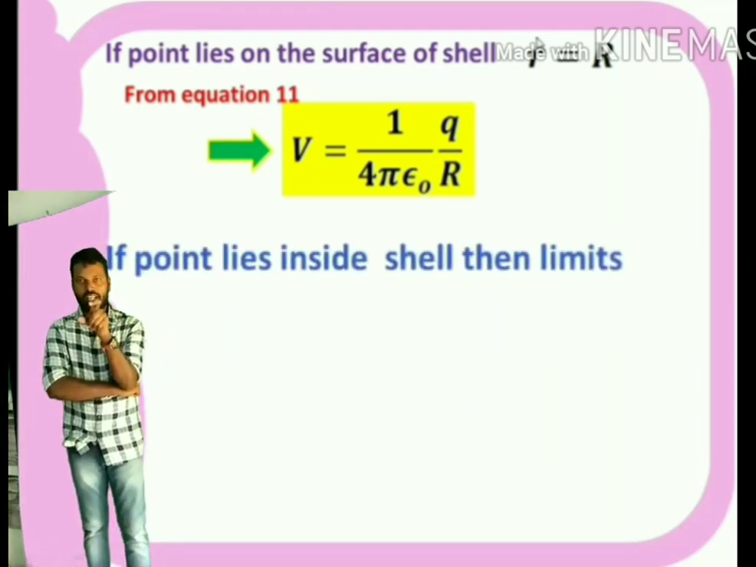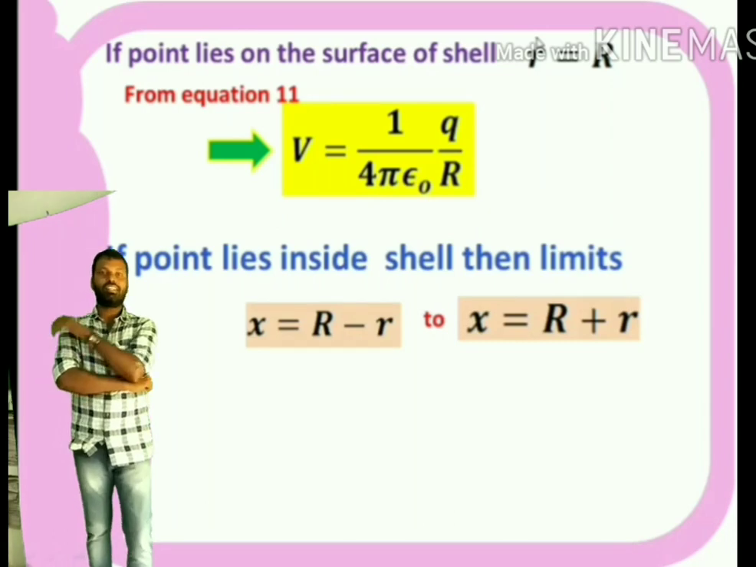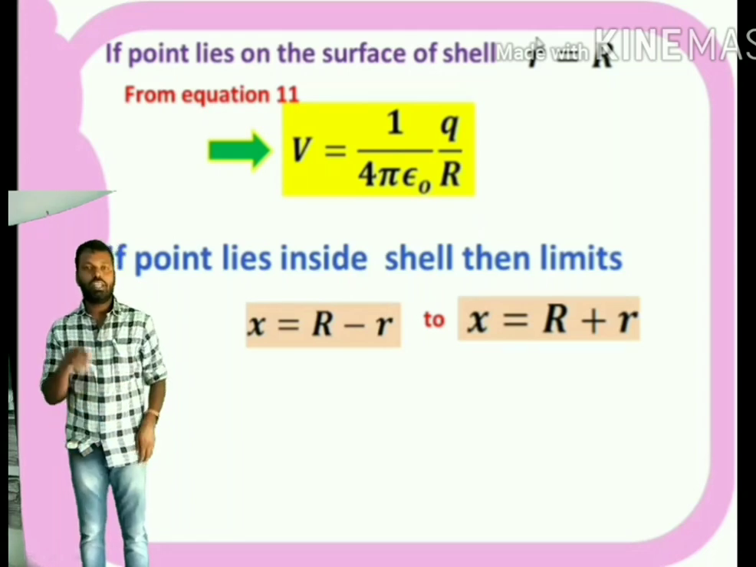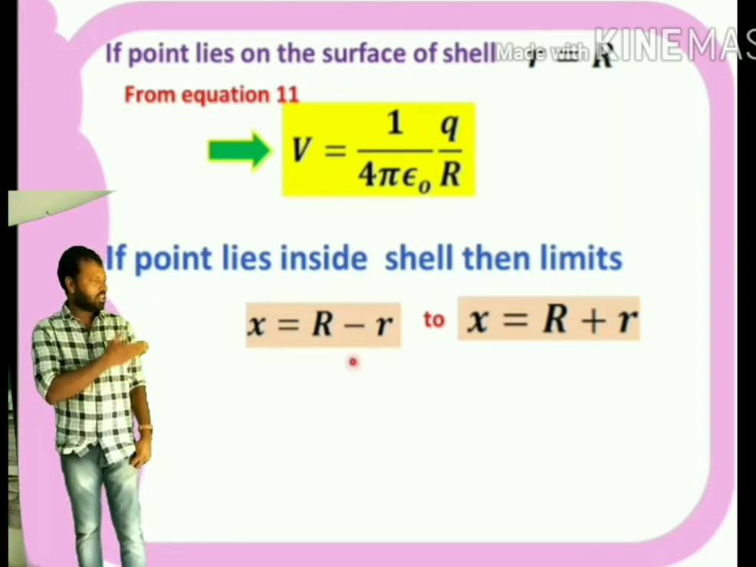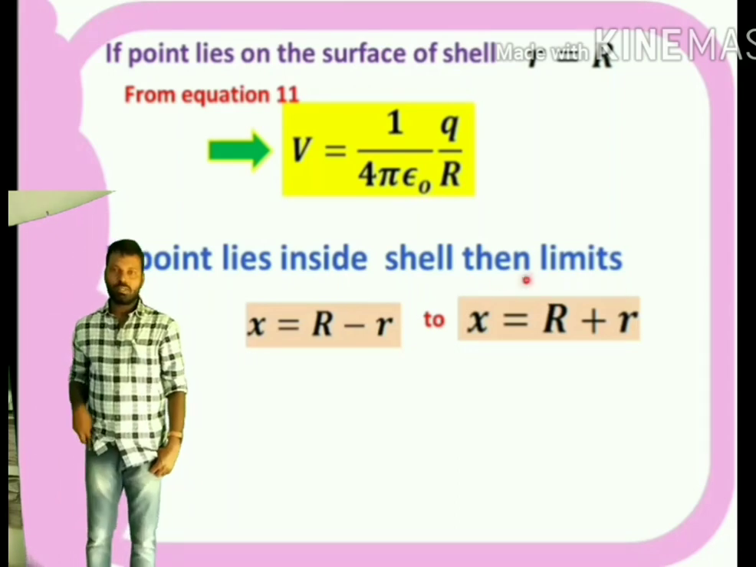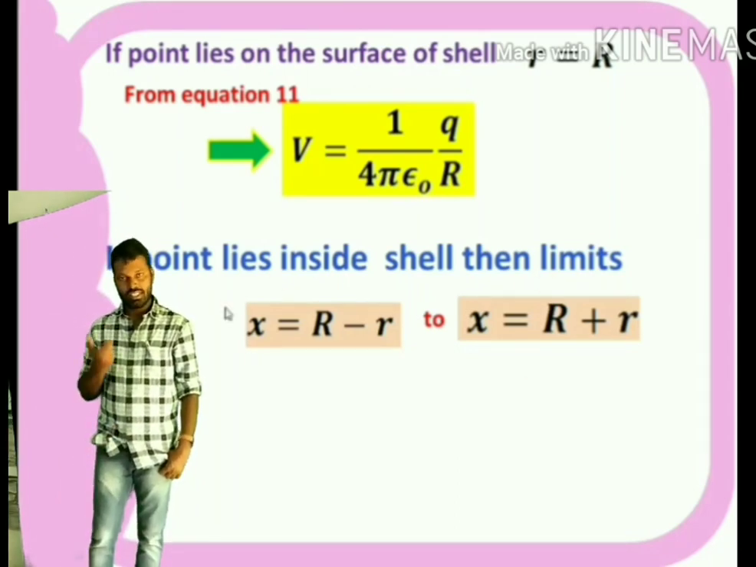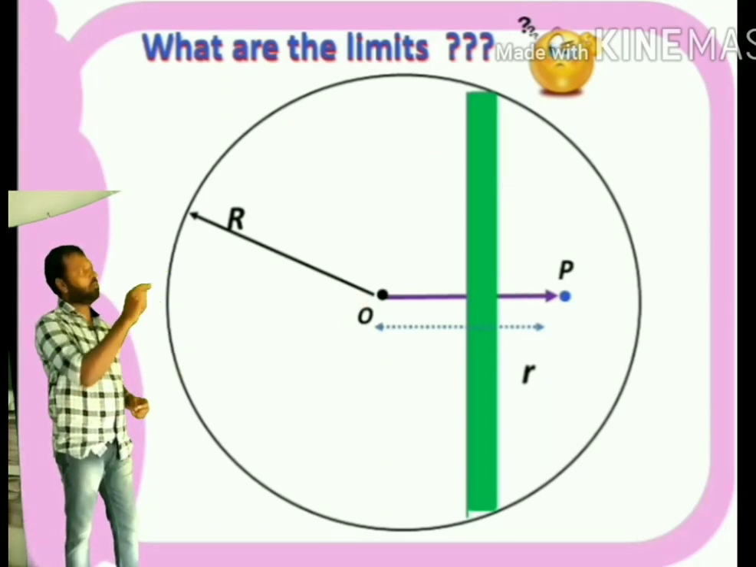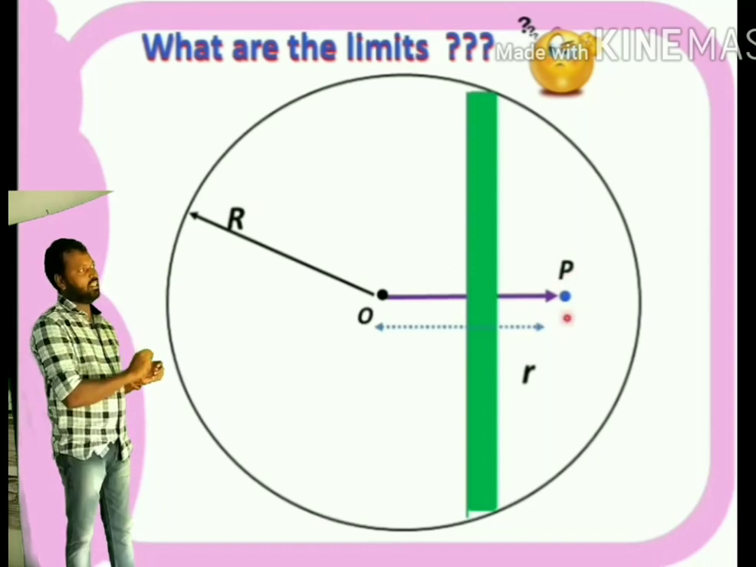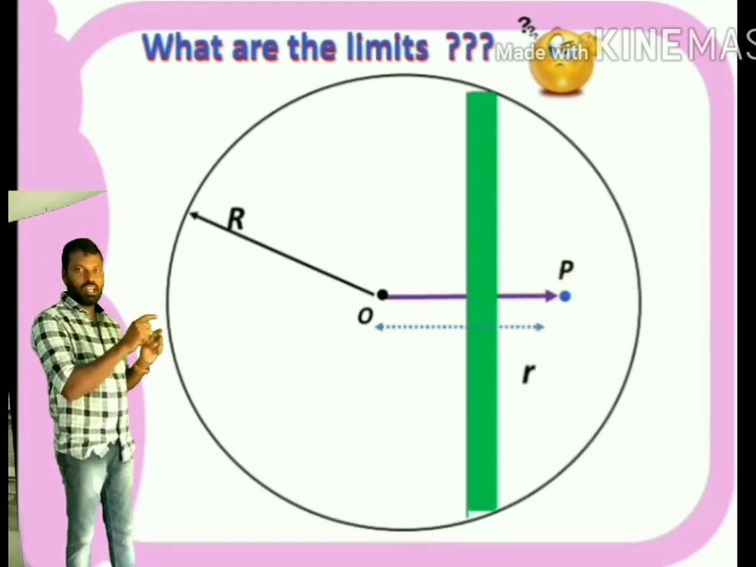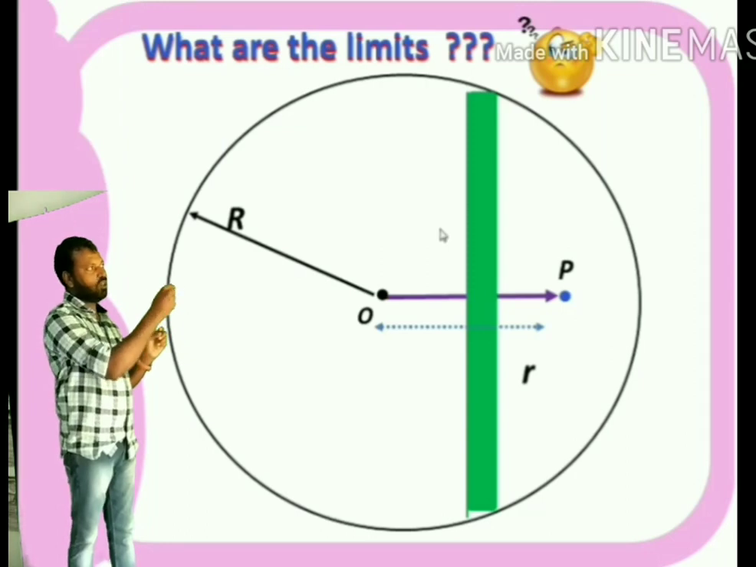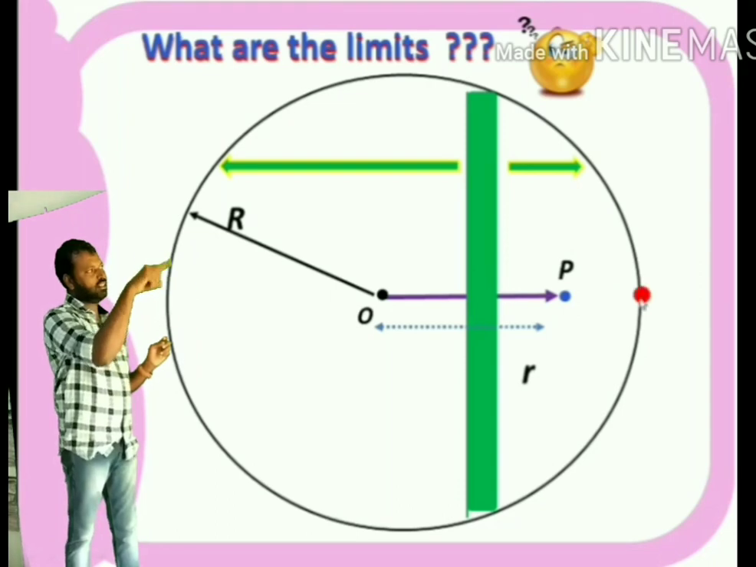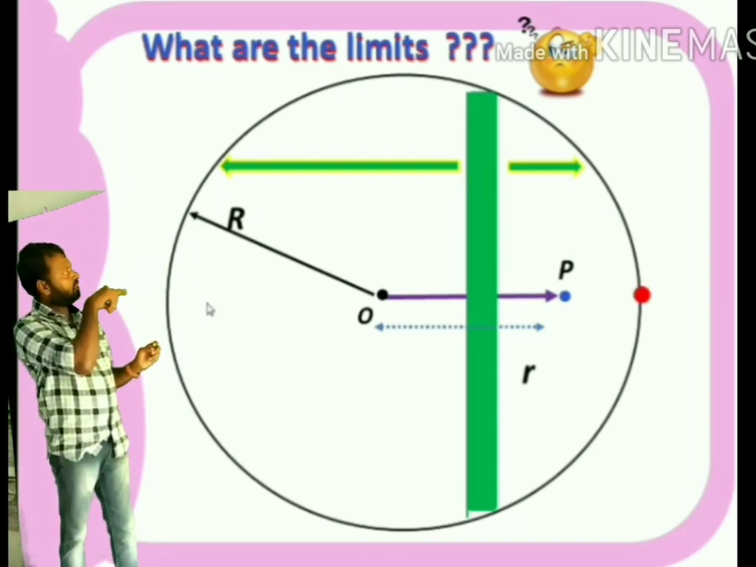Next, case 3. If my point lies inside the spherical shell, then what do I have to do? My limits are x equal to capital R minus small r to capital R plus small r. How? See here. This is the spherical shell, this is the center, and my point is at this point P, which is inside at a distance r. Now I have to move my small ring from the left end to the right end. If I move it to the right end, then this is the right end. If I move to the left end, then this is the left end.